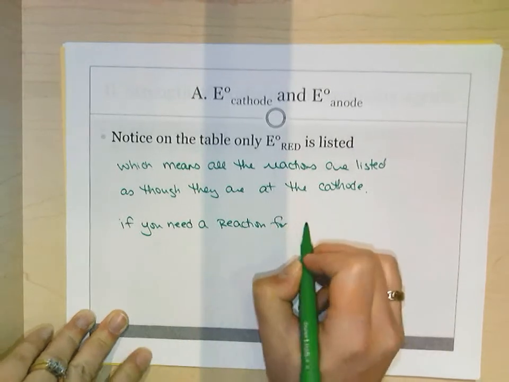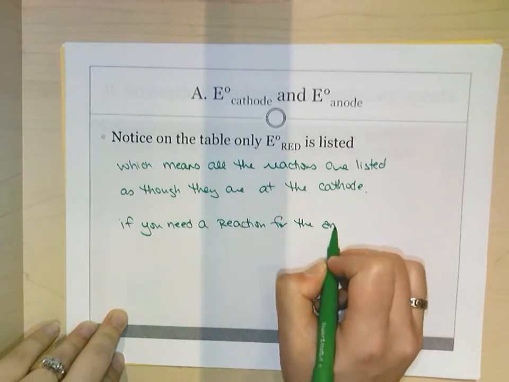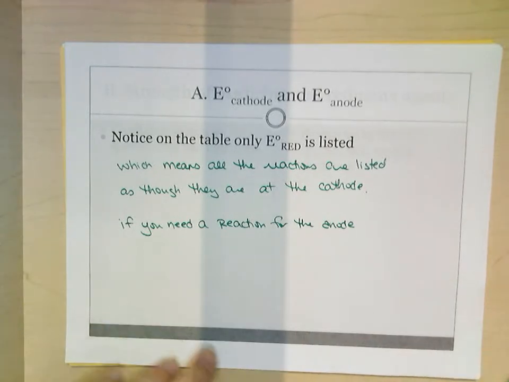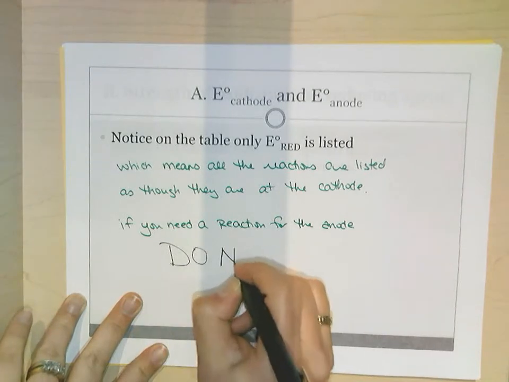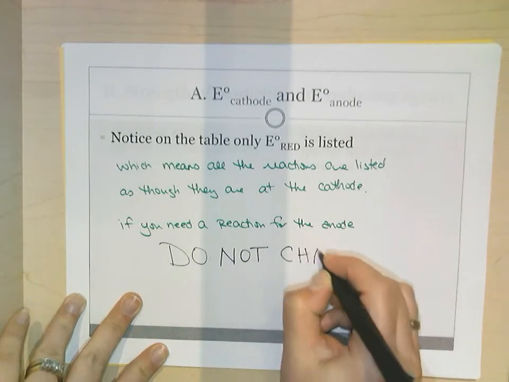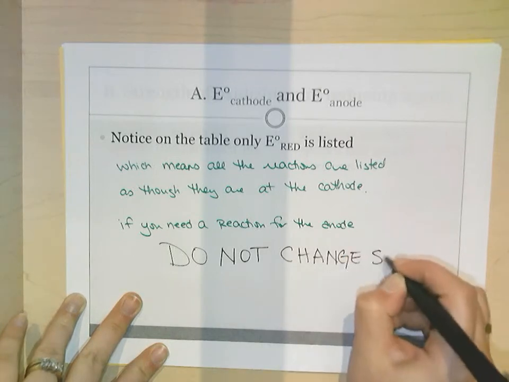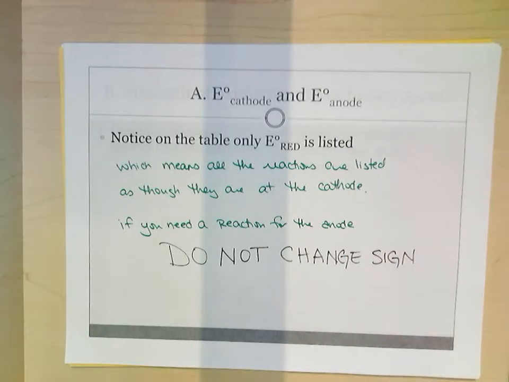So when you need your reaction for the anode, don't change the sign. Just write it down. Our equation's already set up to take into account the fact that one's at the anode, one's at the cathode. That's what the subtraction is. We're getting the overall difference. So if you flip the sign, you've messed up your math. You just write it down.